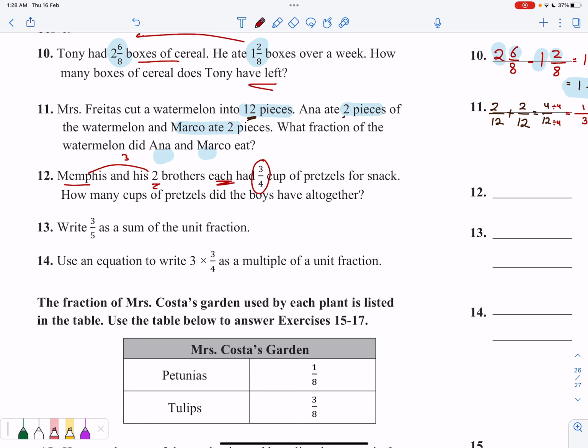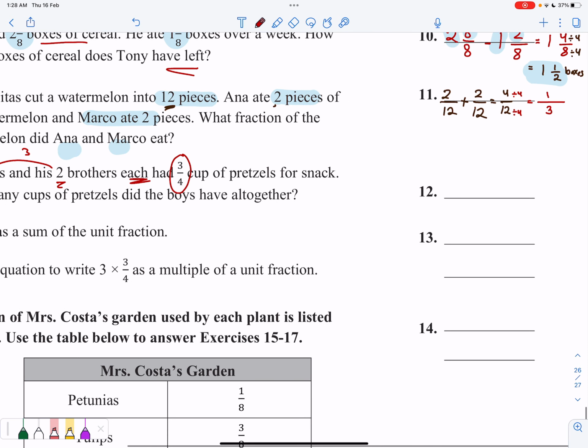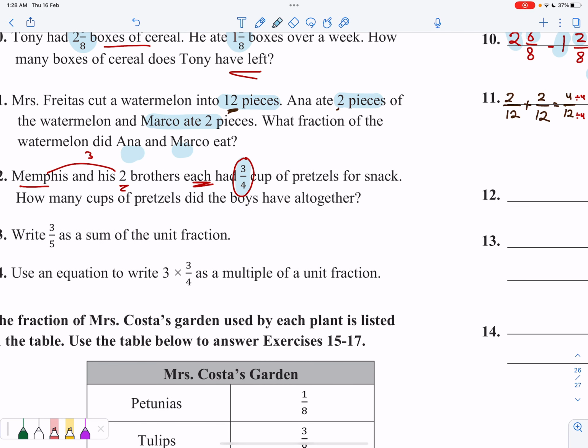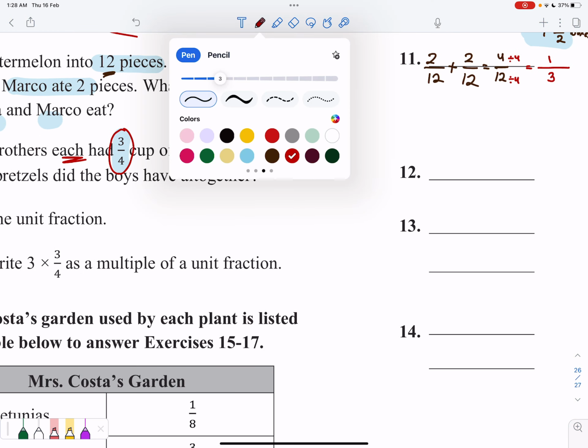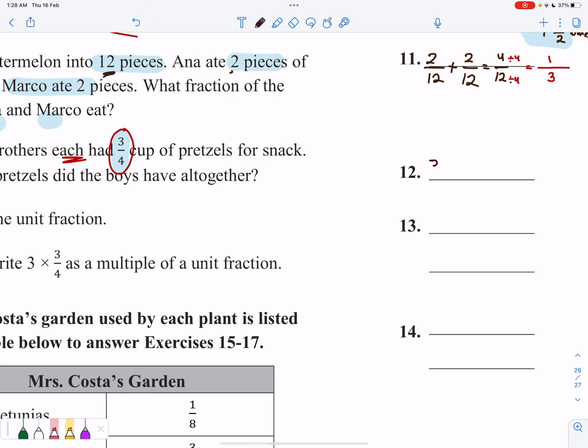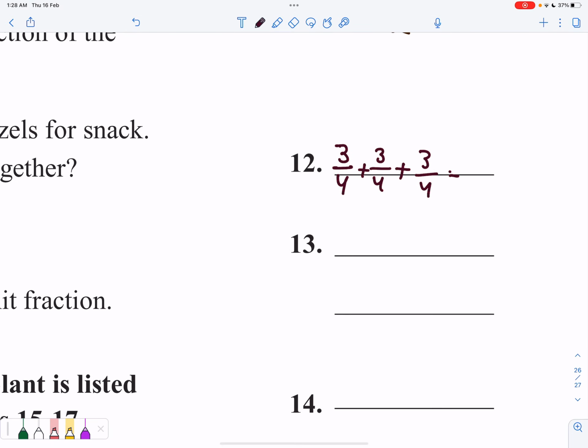How many cups of pretzels did the boys have all together? So we want to find out how much pretzels they had in total. This means we have this amount, which is 3/4, three times, right? We can solve that by multiplying, or by adding, whatever you like. The first one ate 3/4, the second one also ate 3/4 cup, and the third one ate 3/4. So I have 3 fractions, let's add them all together.